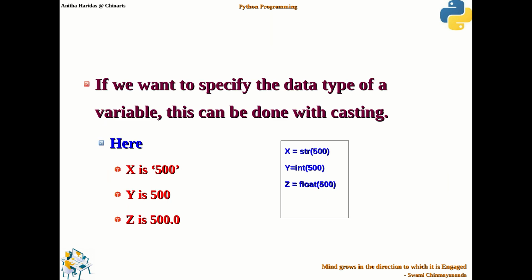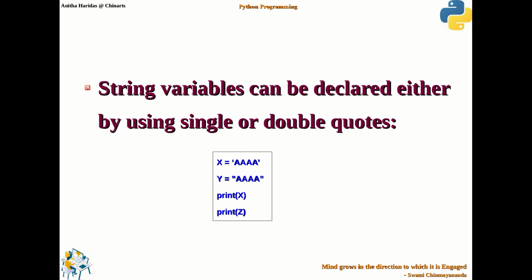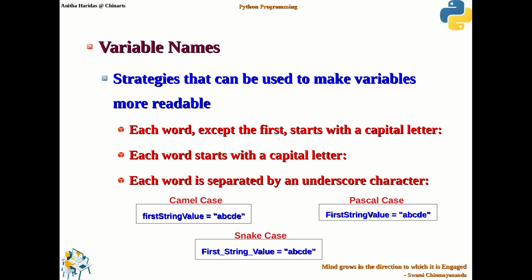And there one very important point that we discussed was that there is no declaration for Python variables. Whenever we assign a value to the variable, the data type will be defined for the variable. Another important point that we discussed was that string variables can be declared by using single or double quotes. Then we talked about the different strategies that can be used to make variables more readable, because it is always recommended to have meaningful and readable variables in a program.